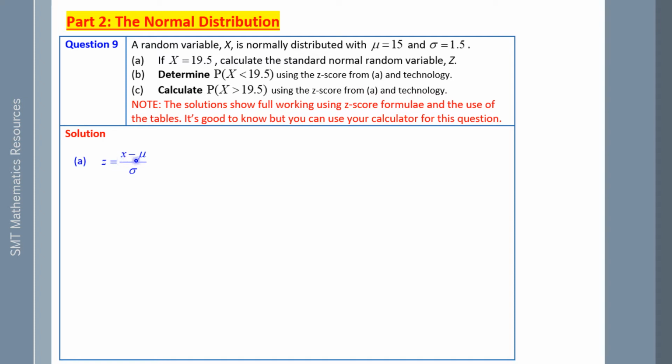So z is x minus mu over sigma. Our x is 19.5. Take our mean divided by our standard deviation. The z score is 3. 3 actually is 3 standard deviations above the mean.